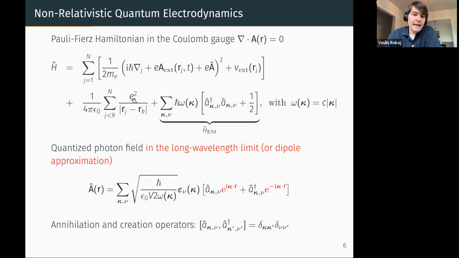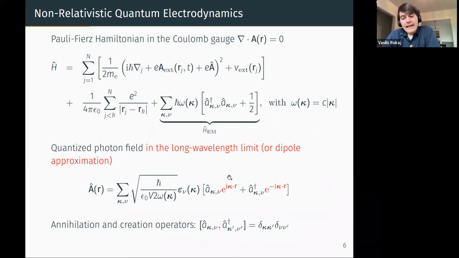We have the two-body interaction between the electrons and the energy of the electromagnetic field, which is the sum of harmonic oscillators, with the sum going over all the frequencies and the polarizations in the field. And here is the expression for the quantized photon field, where we have annihilation and creation operators. These are the bosonic operators which create photons.